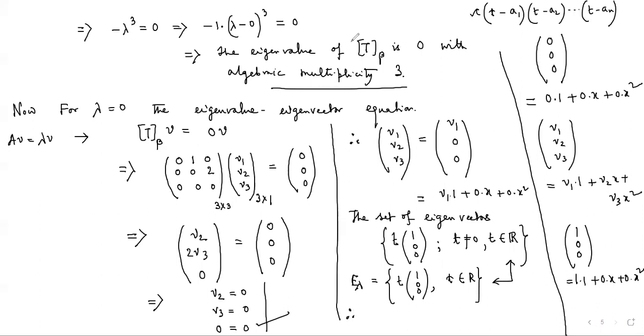Therefore, the basis of E lambda is, say for example, I'm considering the basis of E lambda over here. Lambda equal to 0. Remember, lambda equal to 0. This basis is containing only one polynomial, which is 1. Just this. So E lambda has a basis this. This is the basis. And therefore, the dimension of E lambda is equal to 1.